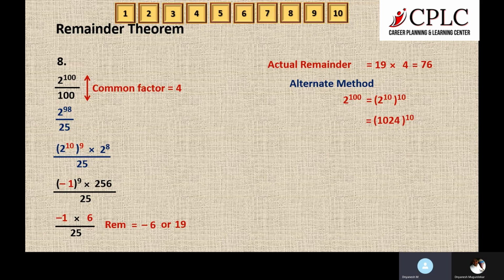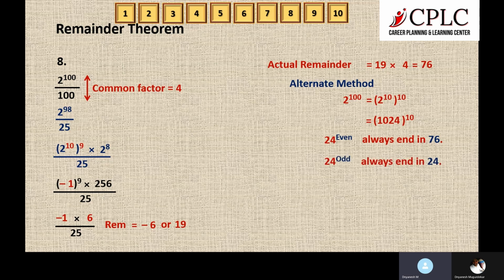So the question becomes: the last two digits of 1024 raised to 10k. The last two digits are 24. Let's find out the pattern. 24 raised to 1, last two digits 24. 24 squared is 576, last two digits 76. 24 cubed, last two digits will again be 24.